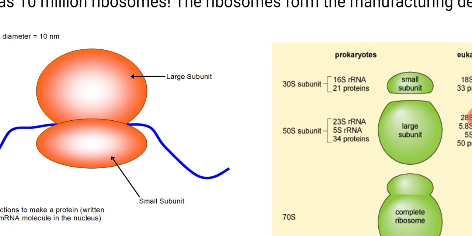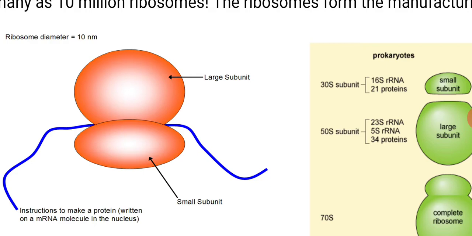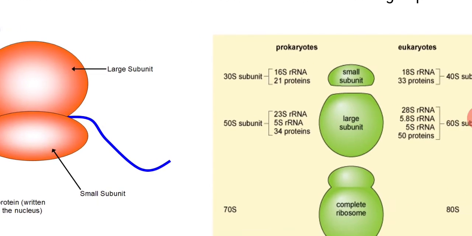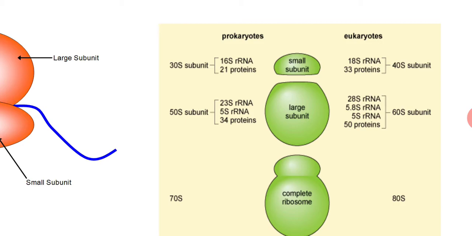And this is the ribosome structure, which is made of two subunits, a small subunit and a large subunit. A ribosome's diameter is about 10 nanometers, and the ribosome is attached to mRNA to synthesize protein. Prokaryotes and eukaryotes can also be differentiated on the basis of ribosomes. 70S ribosomes are found in prokaryotes, while 80S ribosomes are found in the eukaryotes. And we can also see here the subunits of the ribosomes.